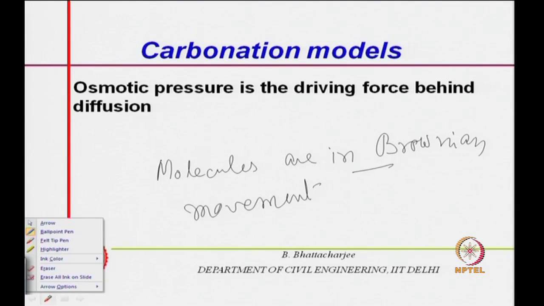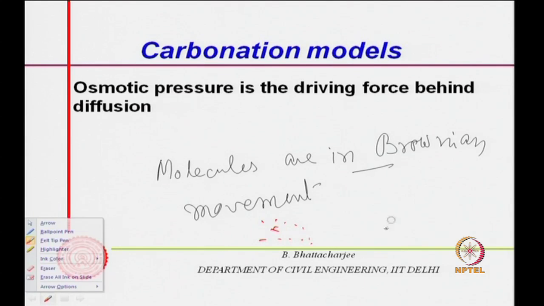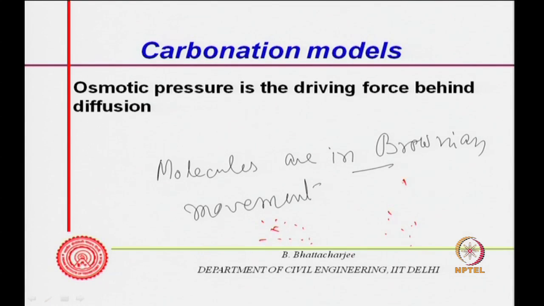If you have high carbon dioxide concentration here and less carbon dioxide concentration here, low CO2, high CO2, the molecules will move along this direction. Since fewer molecules will be available for interaction or collision here, more molecules will tend to move. So, they will try to diffuse. So, this is molecular diffusion.